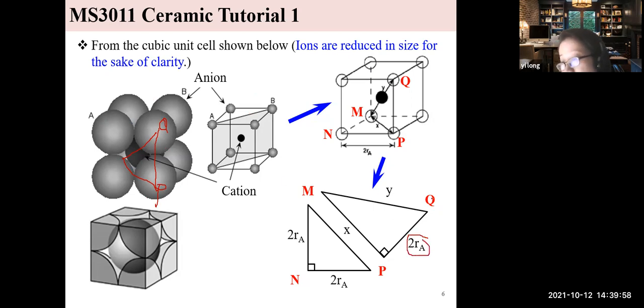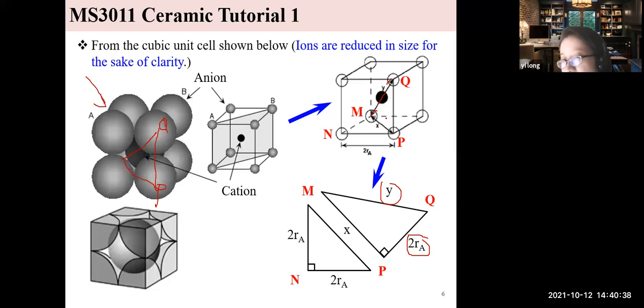Then MQ, you have the cross, MQ, which is this one. Obviously you can see they're also crossing 1 RA, and the whole, these are 2 RC, right? Because the radius is RC, so 2 RC, and also another RA here. So this MQ, which is Y here, is going to equal 2 RC plus 2 RA. This is just for you to view, but this one is easy to understand.